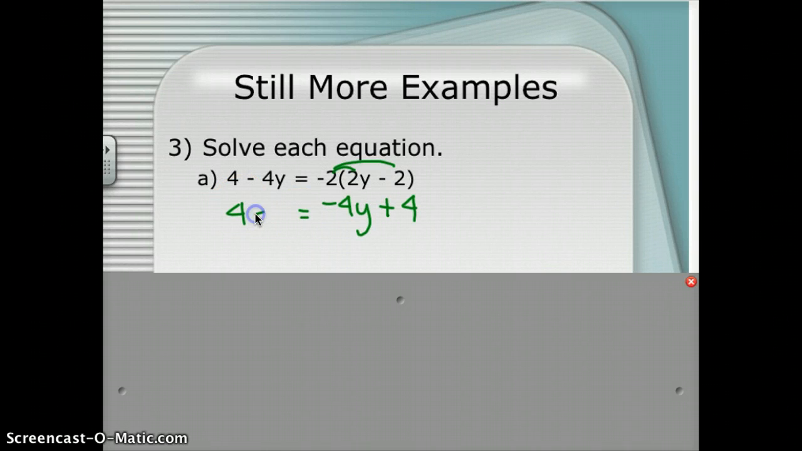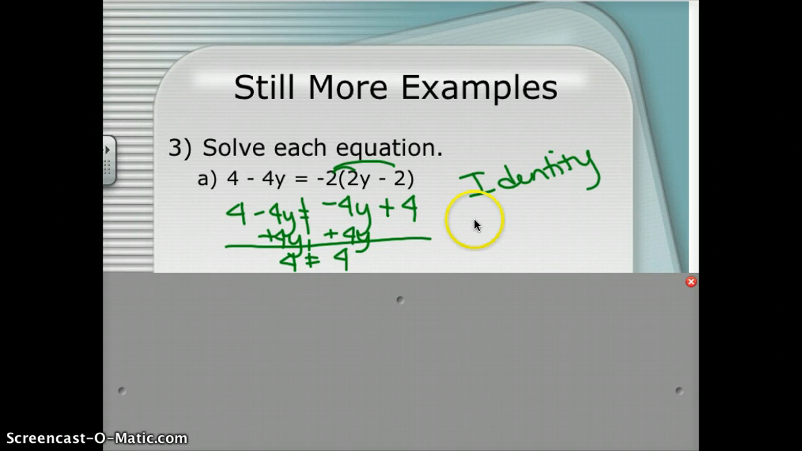Equals 4 minus 4y. You might notice something already, but if you don't, we can try to eliminate the variables from both sides. So I'm going to get rid of this negative 4y by adding 4y to both sides. And then I get an equation that says this, 4 equals 4. Does 4 equal 4? Yes, 4 equals 4. It always equals 4, no matter what you're picking. That means no matter what you pick for y, it's going to work. So we call this an identity. That means all real numbers are solutions.